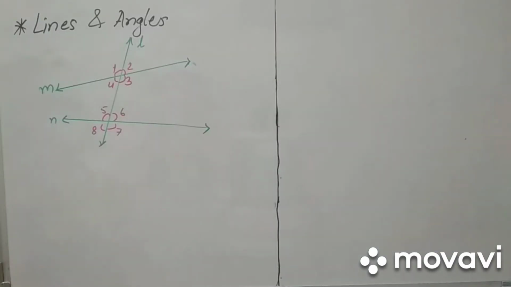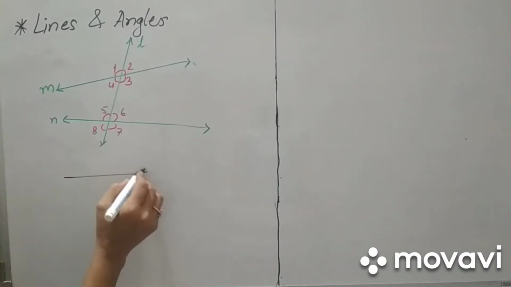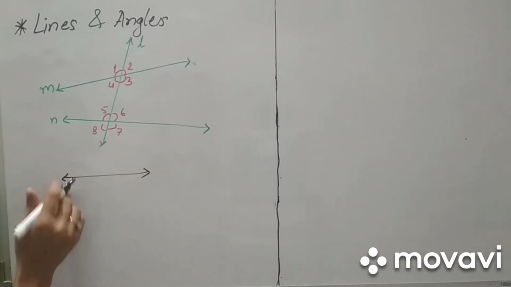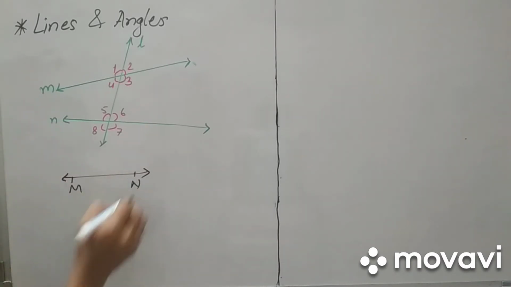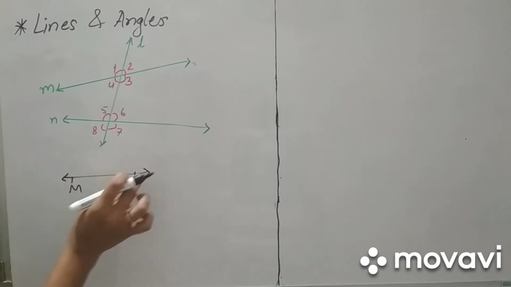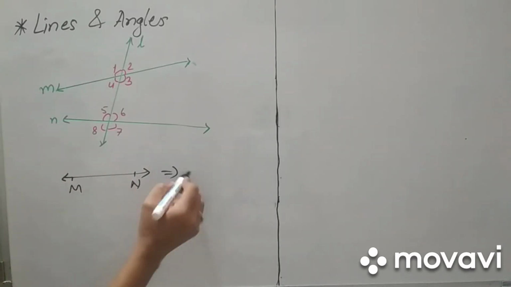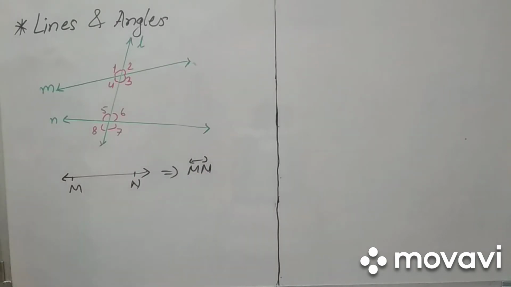Continuing further in this chapter, the topic is lines and angles. You can see in the figure, I have drawn two lines and one line passing through these two lines. So, we label these lines. Till now you have seen how we name points with capital letters, like this is a point on a line and then we represent it as line MN.